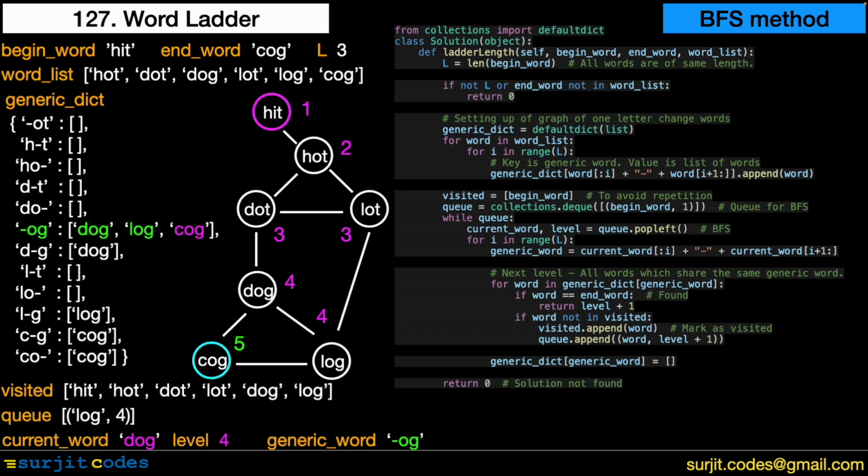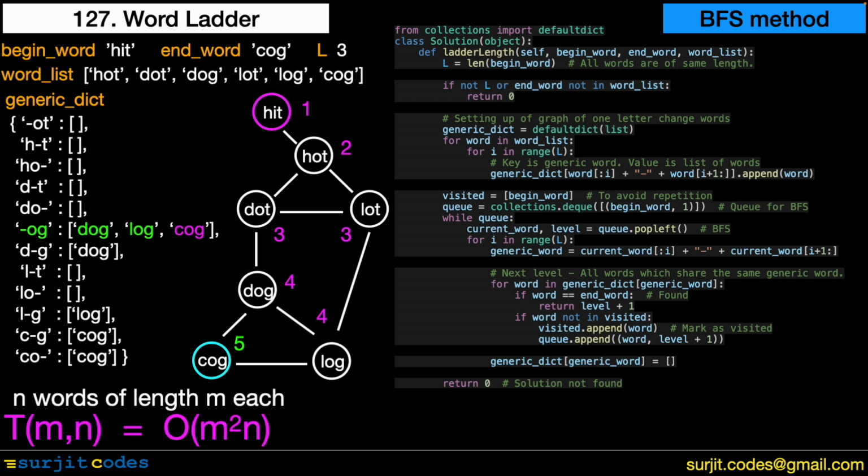In the BFS approach, all nodes of a particular level are processed before shifting to the next level. This ensures that the length of the path is the shortest. For n words of length m each, time complexity is of the order of m squared n. Because for each word in the list there are m generic words, there are m times n iterations to create the dictionary. Further, formation of each generic word takes time of the order of m.